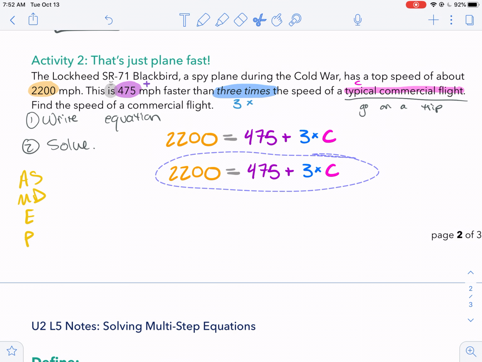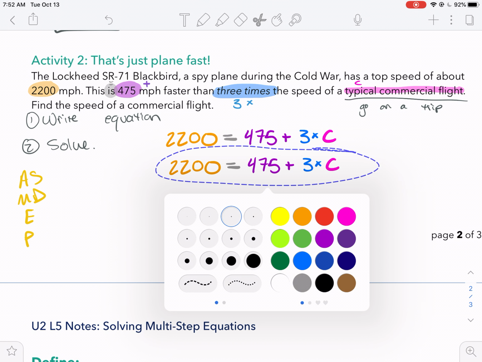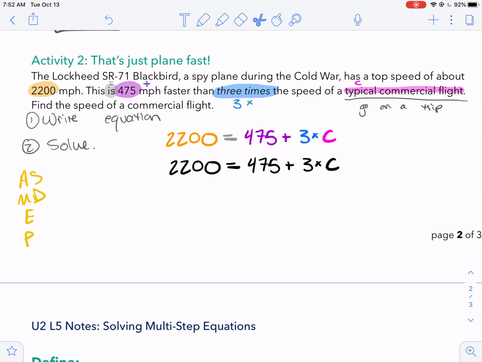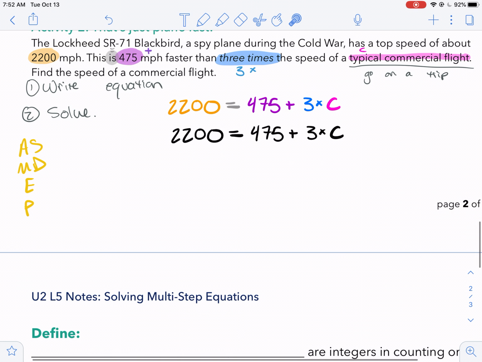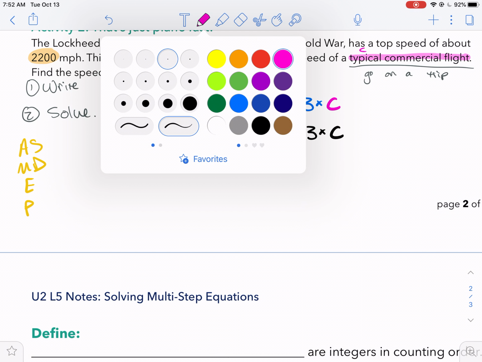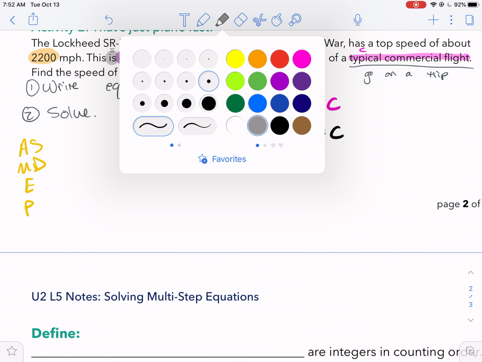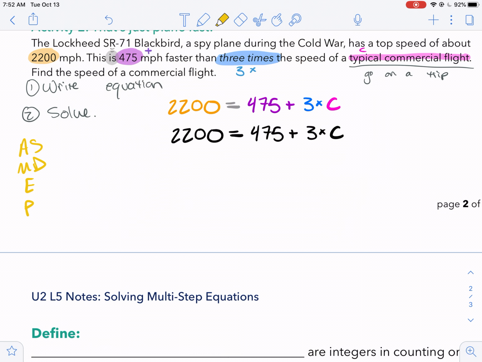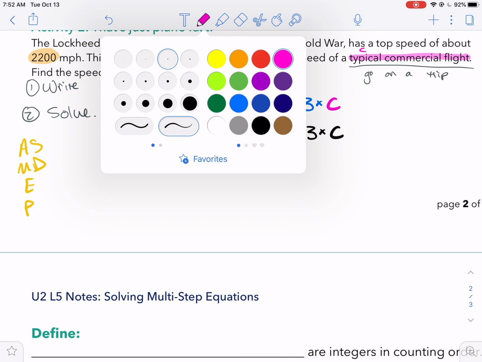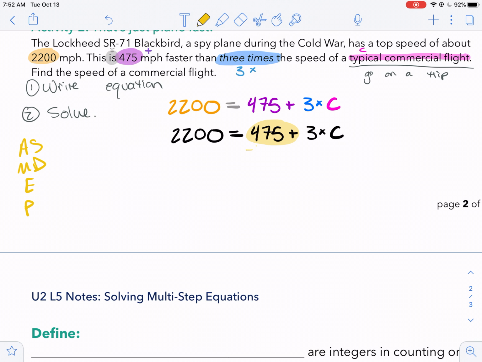So now that we've got our equation, let's solve it. First, we want to undo any addition or subtraction that's happening. So the addition and subtraction that's happening first is 475 plus. So to undo 475, we are going to subtract that guy away. We subtract 475 from both sides, and we are left with 1725 on one side equals 3C.